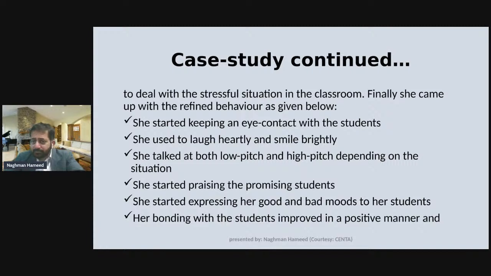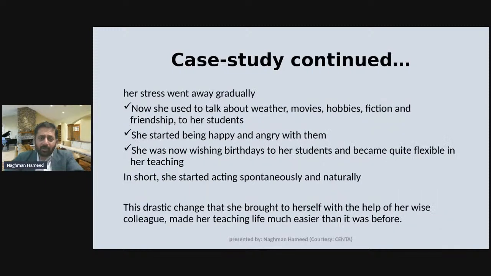All right, her bonding with the students improved in a positive manner. Let's finish it. Her stress went away gradually. Now she used to talk about weather, movies, hobbies, fiction, and friendship with her students. She started being happy and angry with them, both at the same time, because she had become an expressive teacher. That's good. Sometimes you are frank with the students that you are not happy with them, sometimes you say you are happy with them, right? So this combination is very helpful.